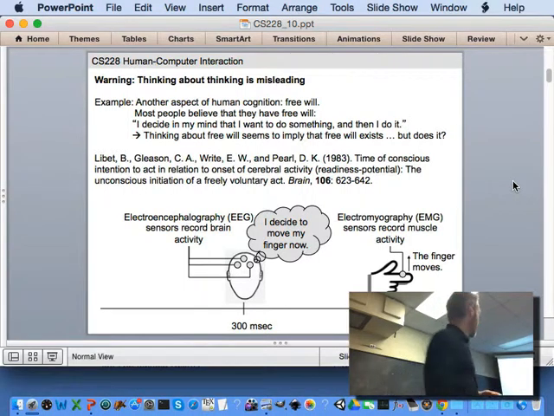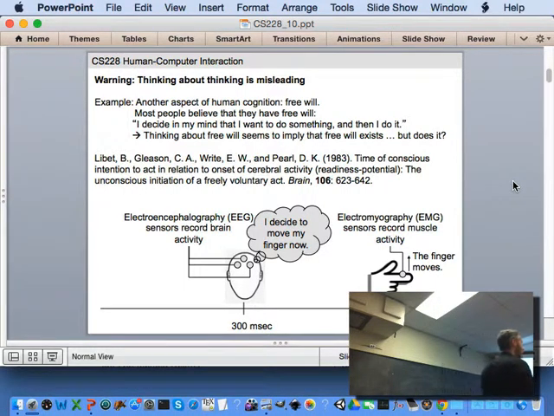Okay. This is my favorite slide for a warning about thinking, right? So it's misleading. You don't have a memory module in your brain. You don't have a perception module. You don't have an attention module. It's a very famous and incredibly controversial study that got at this question. Has anybody heard of the Libet study before? For some people, it's incredibly depressing. For others, quite the opposite.